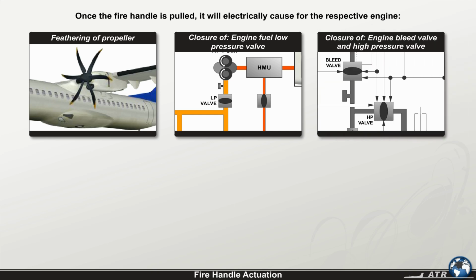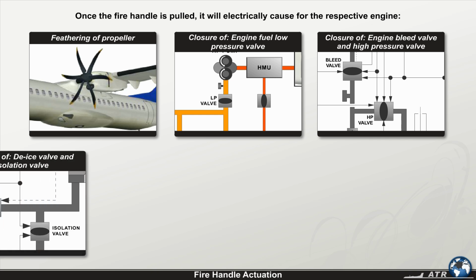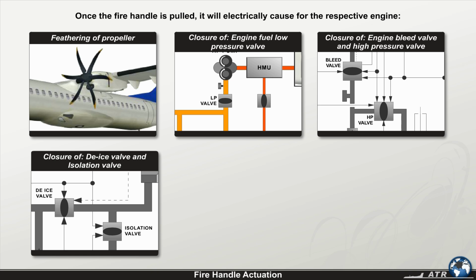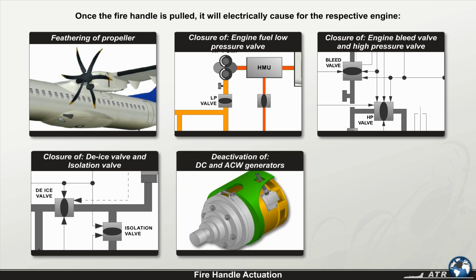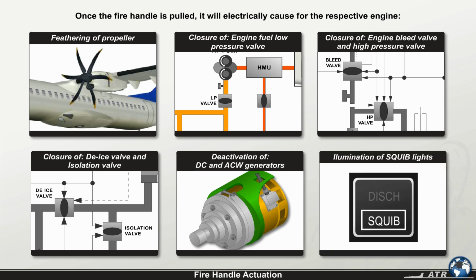the closure of the engine bleed valve and the high pressure valve, the closure of the de-ice valve and the isolation valve, the deactivation of the DC and AC wild generators, and the illumination of the on-side squib lights.